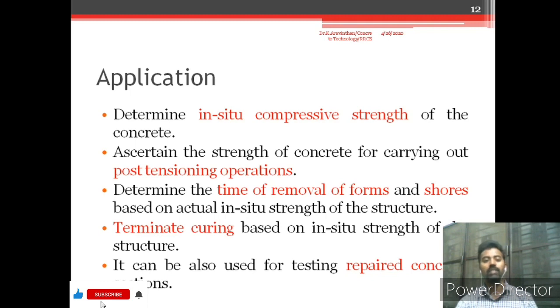And this is an important application: in post tensioning operations for bridges, you have to know the exact strength of a member in order to go for post tensioning. This test can be used for post tensioning work in a concrete, and for removal of forms and shores based on the actual in situ strength. So this can also be used for removal of props for the formwork, and you can identify the approximate strength. It can be used for testing a repaired concrete section.